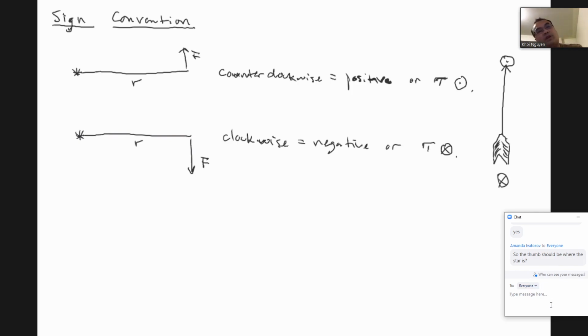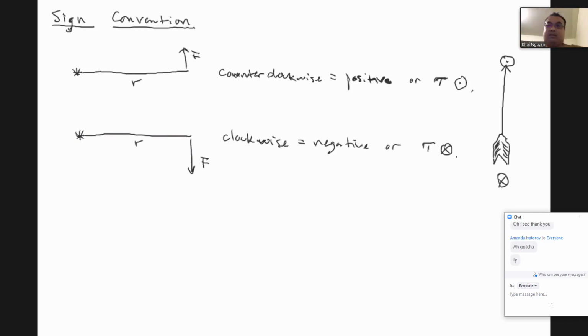The fingers start where the star is. You move it along R, and then you curl them in the direction of the F. So if you think about it, here's the star, right? And then I'm going to rotate my fingers because this is my lever arm, and my force is pushing this way, right? It's pushing up to get it to want to rotate. Does that make sense now?